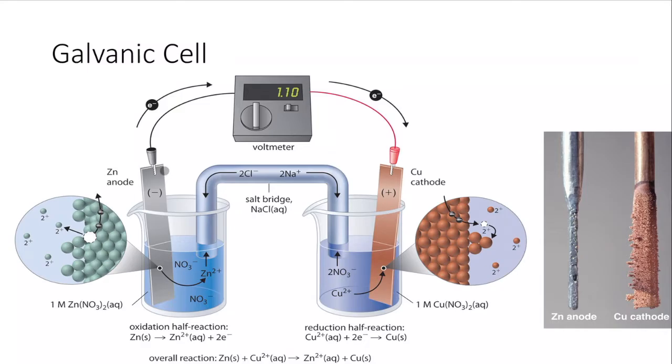This is the galvanic cell. As you can see, it's divided into two compartments. We call this the anode half cell, and this is the cathode half cell. Each beaker with a strip inside it, we call a half cell. As you can see here, this is the salt bridge.